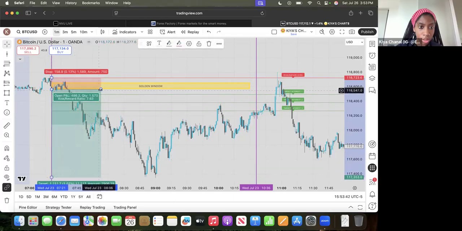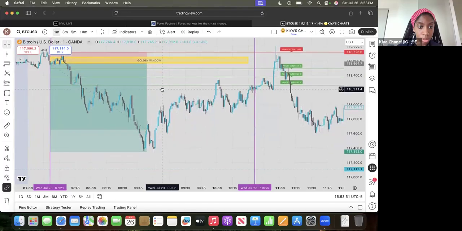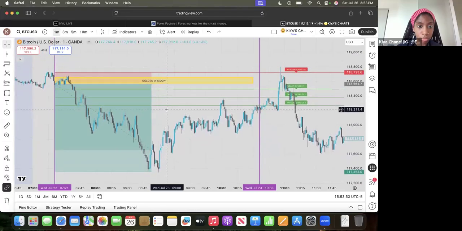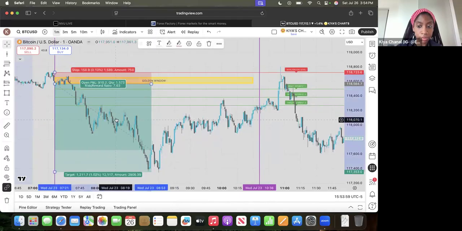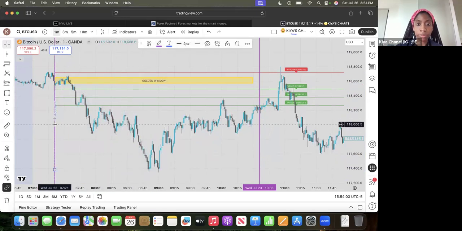What? Wow. This is literally a 1 to 7 risk to reward on Bitcoin. That is fire. That is fire. That is fire.